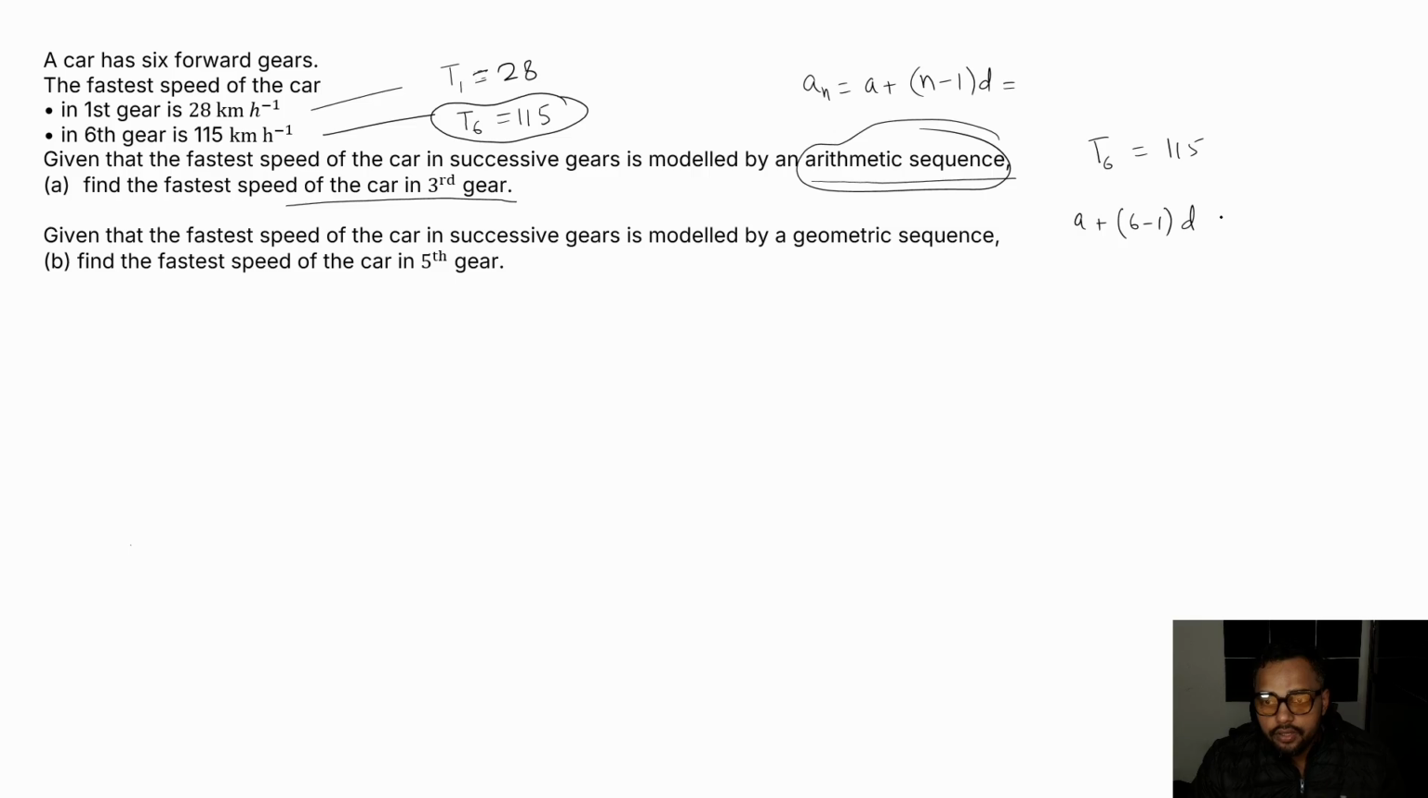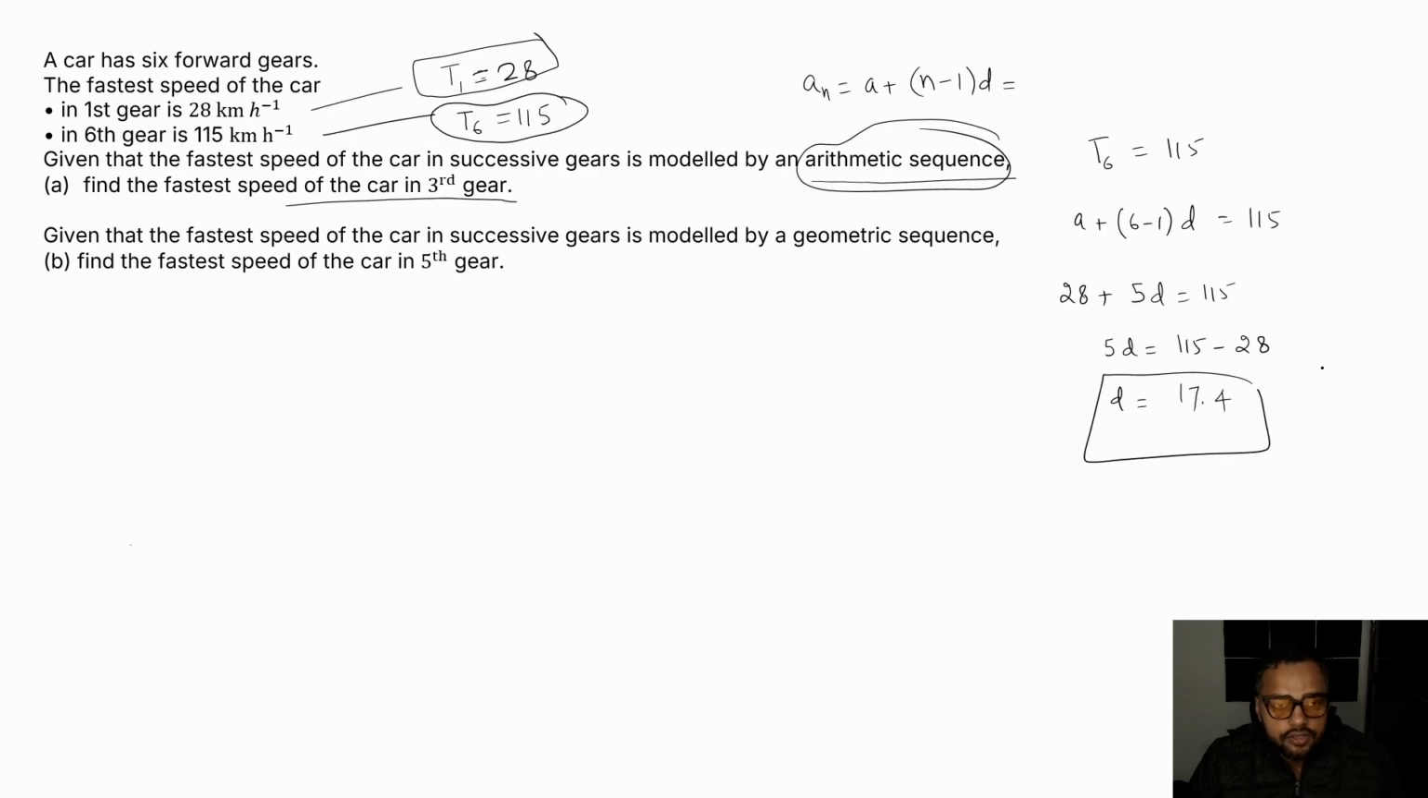D we are not aware of, so the equation will be equal to 115. Now a is the first term which is given here, that is 28. So we'll write it as 28 plus (6 minus 1, which is 5) cross d equals 115. And this will be 5d equals 115 minus 28, and d will be equal to (115 minus 28) by 5. Students, I'll directly write the value, that is equal to 17.4. So this is the common difference of this series.